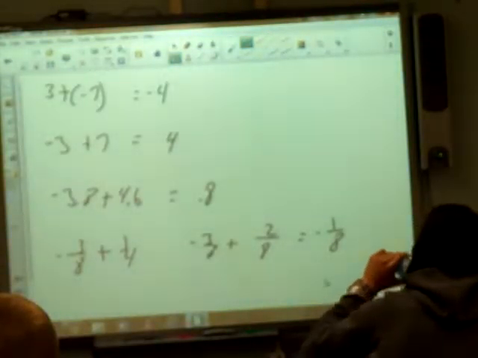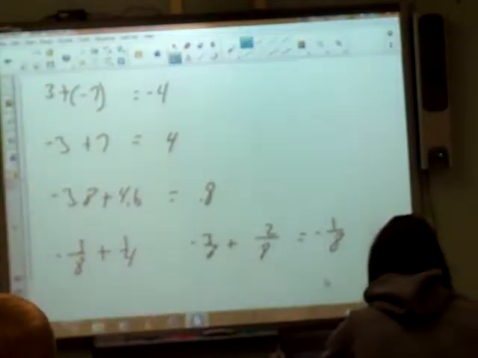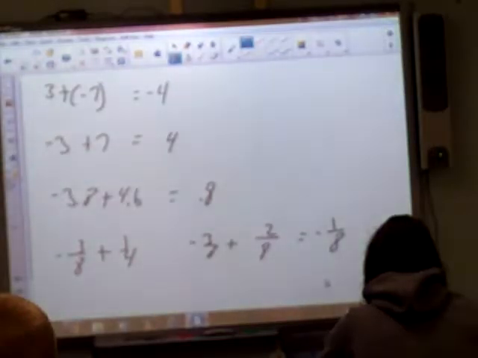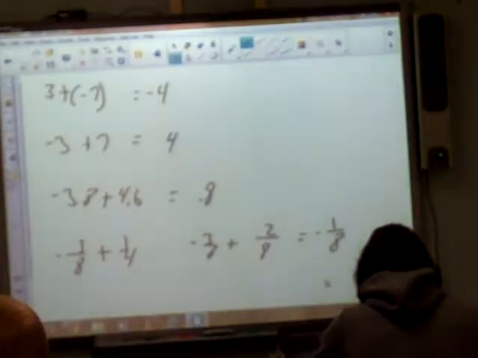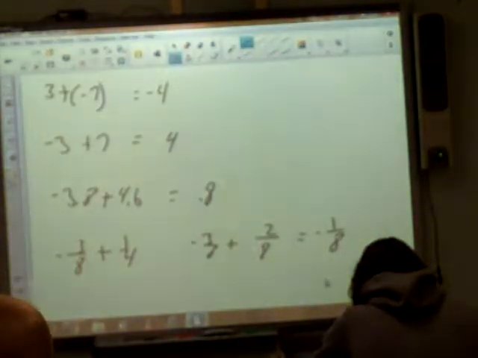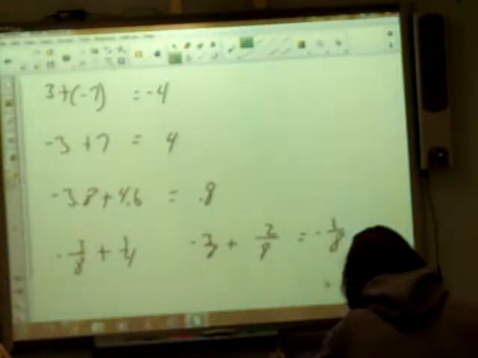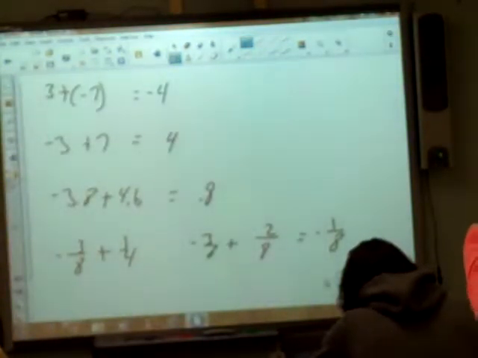Alright, everybody good on our addition? We did same signs, we did different signs. Everybody all right on adding real numbers? That was bullet number one up there. Check. All right, let's subtract some now. Here we go.